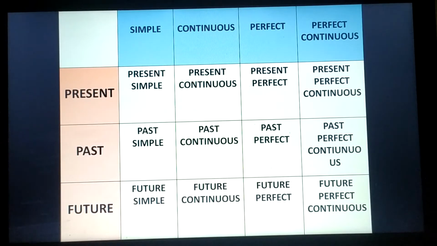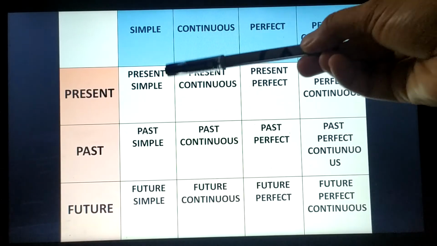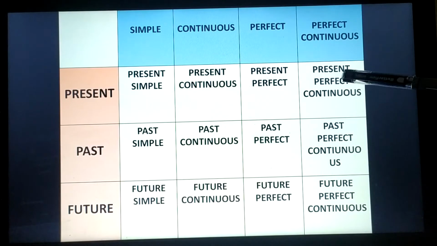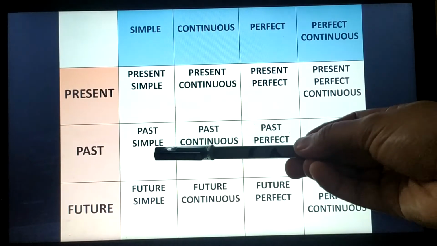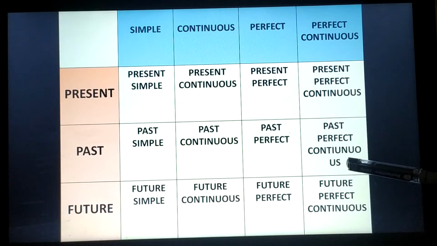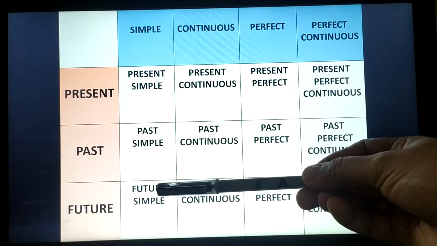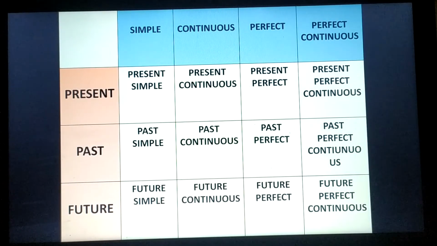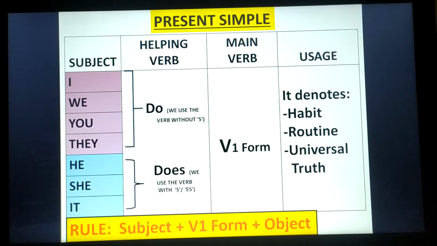So here if you look at the present, we can find four aspects like present simple, present continuous, present perfect, present perfect continuous, right? In the same way for past we have simple past, past continuous, past perfect, past perfect continuous. For future we have future simple, future continuous, future perfect and future perfect continuous. First of all, we will talk about the present simple.